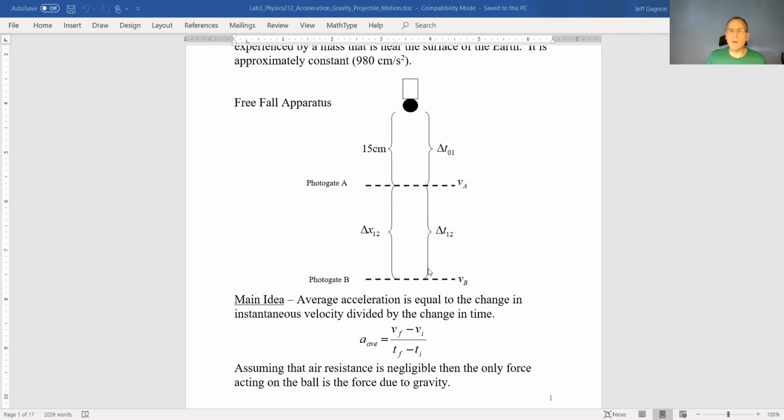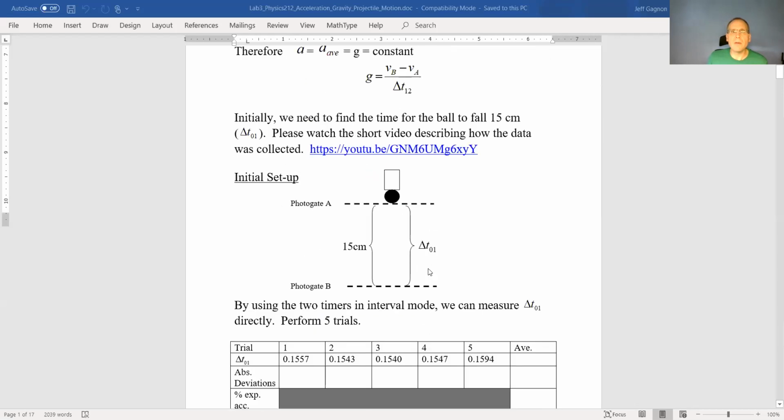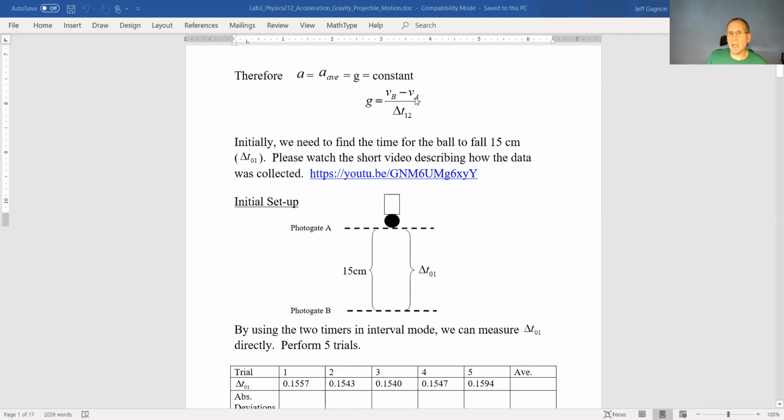But in this case, we know that the acceleration is constant, and that's this equation right here. VB minus VA is my change in velocity, delta V, over delta T12, the time it takes to go from photo gate A to photo gate B. That's my average acceleration. But in this case, the average acceleration is G, the acceleration of any object as it falls near the surface of the Earth. So that's all we're going to do to compute G: measure the change in velocity at those 2 photo gates divided by the change in time it takes to travel from one photo gate to the second.